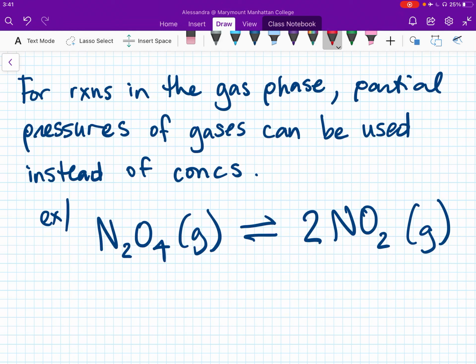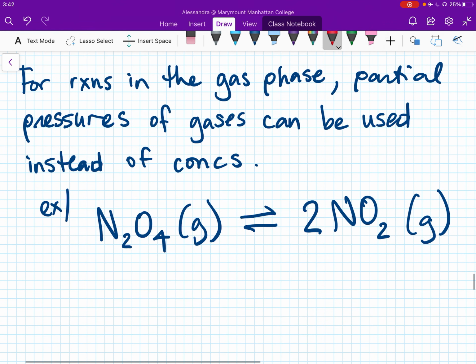In this lecture, I want to talk about reactions in the gas phase. For reactions in the gas phase, that is to say for reactions in which all species are gaseous, we can use partial pressures of the gases instead of concentrations to make a different form of the equilibrium constant, and we call it Kp. Let me give you an example. Gaseous dinitrogen tetroxide decomposes to 2 moles of nitrogen dioxide.